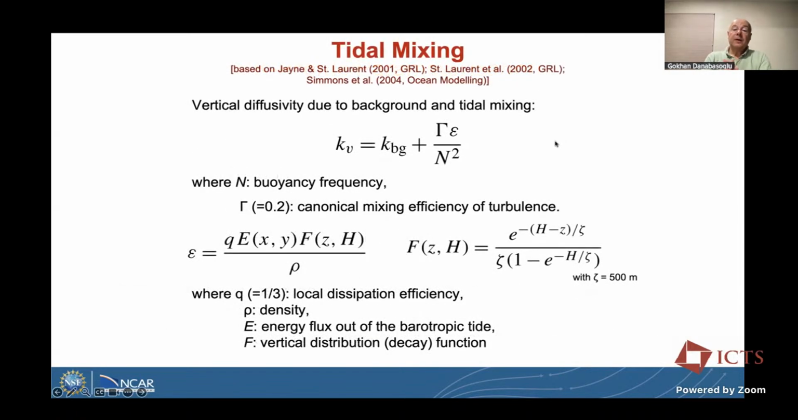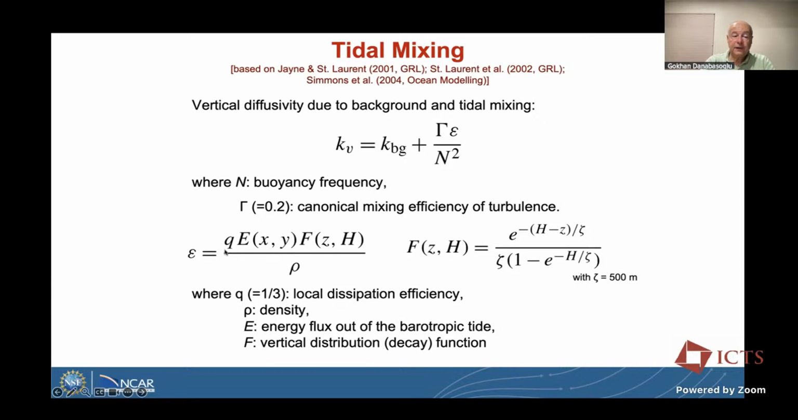Tidal mixing. As I said, the tidal mixing is added to the background diffusivity coefficient, and it is given by the Osborne relationship. In this case, gamma is an efficiency factor of turbulence. It's usually taken as 0.2. Epsilon represents energy, and N squared is the stratification. So energy is usually obtained in this form.